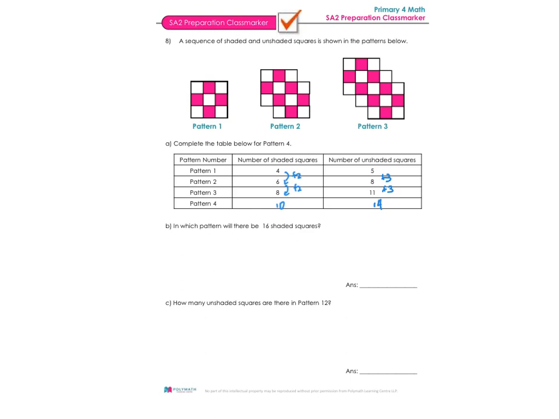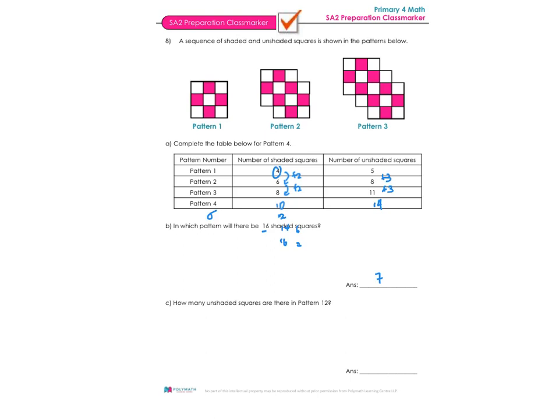B, in which pattern will there be 16 shaded squares? You have to take note that pattern 1 is 4, so that is different from the rest. But 16 is close enough to 10, so you can actually predict from here: 12, 14, 16. So it's pattern 5, 6, 7. Pattern 7.